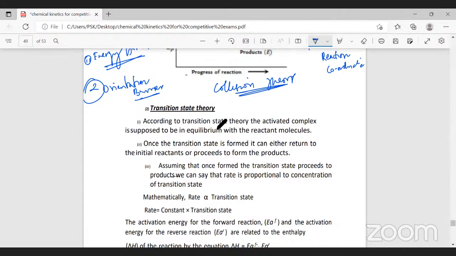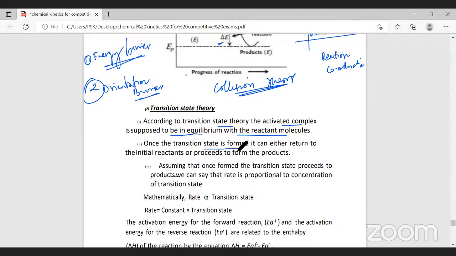Now, transition state theory. According to transition state theory, the activated complex is supposed to be in equilibrium with the reactant molecules. Once the transition state is formed, it can either return to its initial reactants or proceed to the formation of the product. So this theory states that the activated complex which is formed should be in equilibrium with the reactants.